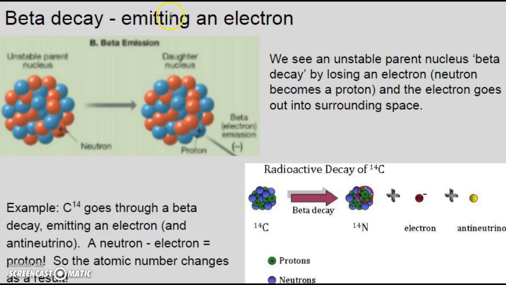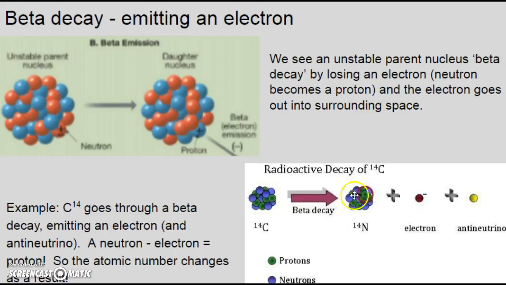So let's move on to beta decay, emitting an electron. I wish this picture weren't so blurry, but I've got this unstable parent. This neutron is going to decay. It's going to essentially eject an electron, which in this case is going to change that neutron into a proton. So we see an unstable parent nucleus beta decay by losing an electron, which is when a neutron becomes a proton. And the electron goes out into the surrounding space.